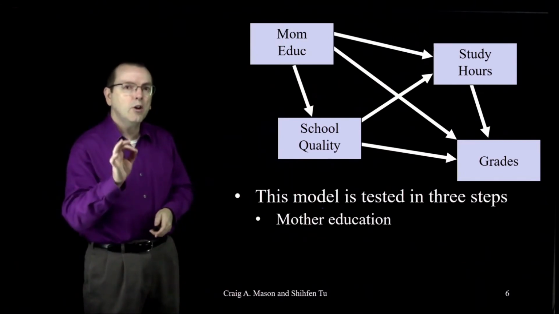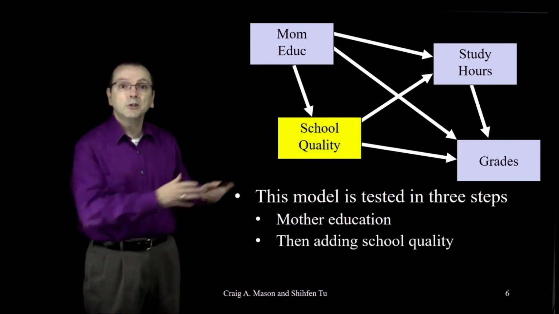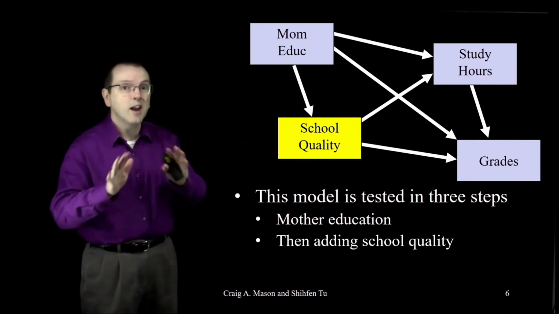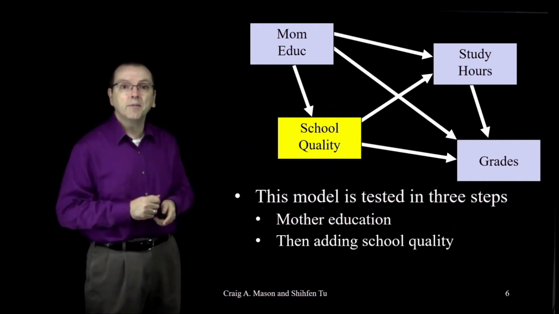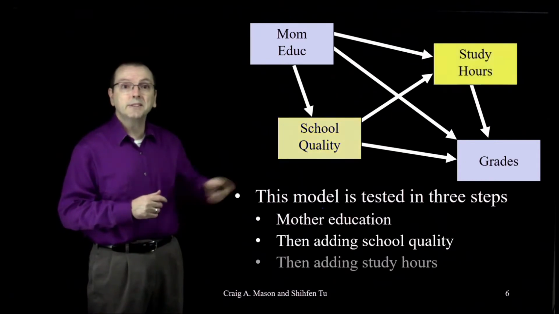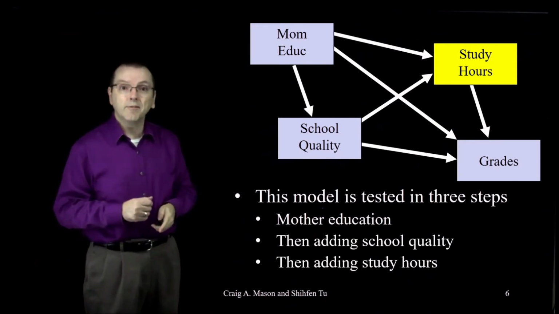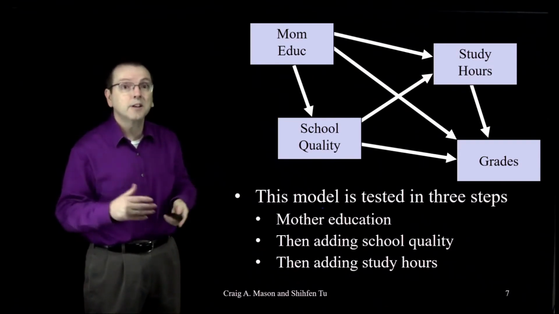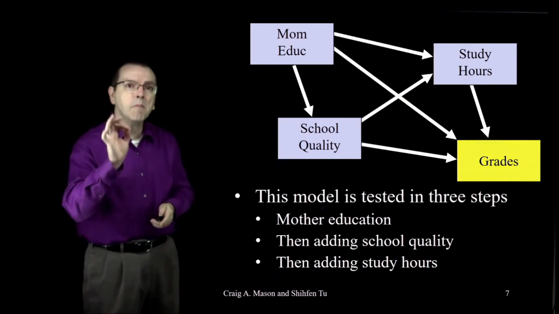And if you look closely at those arrows, you'll notice that the next variable in our causal sequence is school quality. It's only influenced by mother's education, nothing else. So that will be the second variable we add to our model. Then our third variable is study hours. Notice both mother's education and school quality influence how many hours a student studies. And all three of our predictors influence or cause our outcome, grades. Okay, so that's our model.